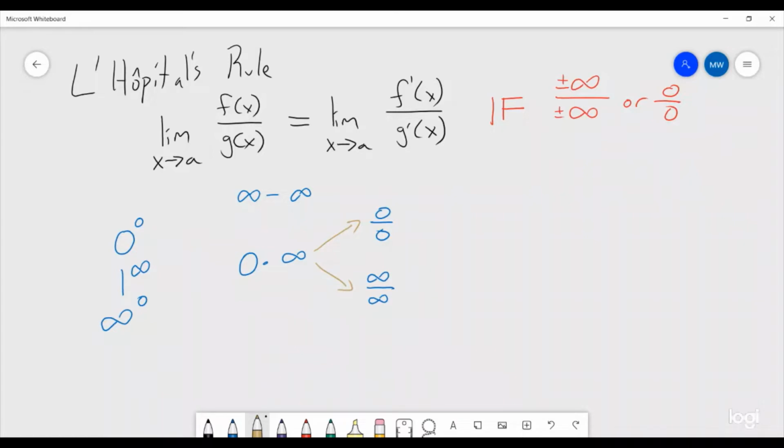Infinity minus infinity usually either turns into a 0 times infinity or just infinity times a number. You have to rearrange it a little bit. And then these three over here, all of these turn into a 0 times infinity if you use natural log on them. So let's go through a few examples of L'Hopital's rule, and go ahead and try them on your own.